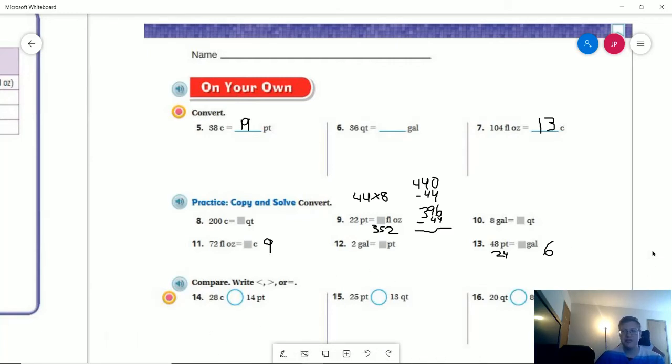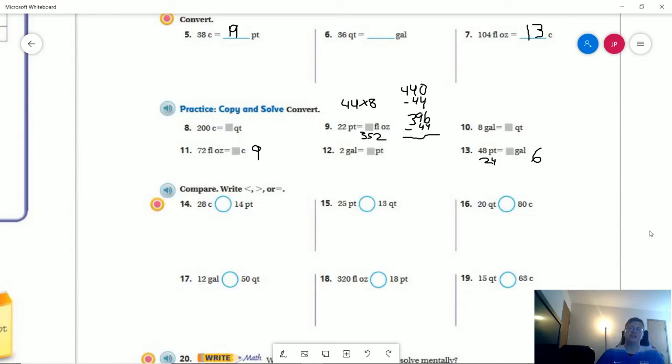So now for number 15, 17, and 19, we are having to do comparisons. To start with, we can take this number and divide it by 2. If I do that, that is going to give me 12, and there will be a remainder of 1. So the amount that I have on this side is going to be worth 12 quarts and a half. So that's going to be less than. Number 17, if I do 12 times 4, that is going to give me my number of quarts. So that would be 48 quarts on this side compared to 50 quarts on this side.